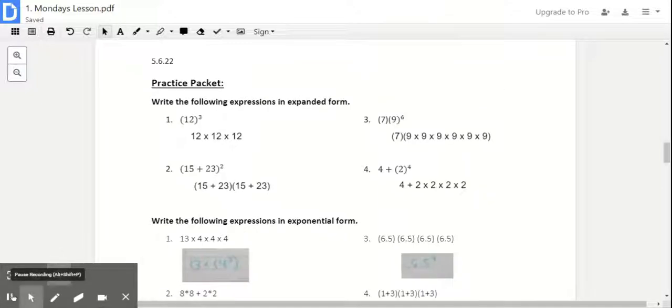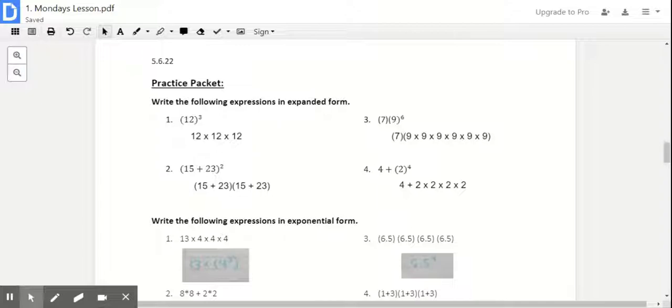All right, so welcome back from trying out this practice packet for today. So let's get into it so you guys can get these solution strategies going. So number 1, it says write the following expressions in expanded form. So we know that what we are given is exponential form right here. Expanded form is basically you writing the entire problem out for what you are multiplying. So 12 to the third power is 12 times 12 times 12.